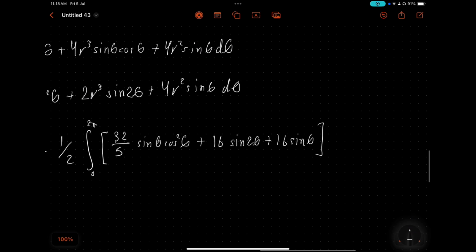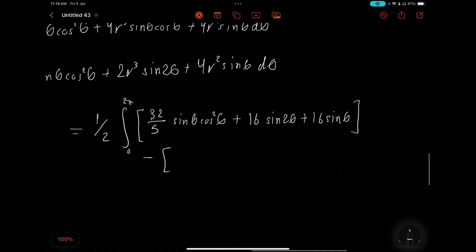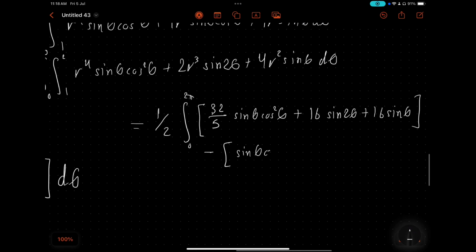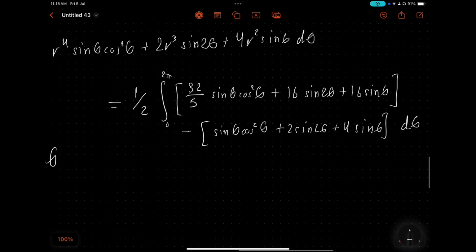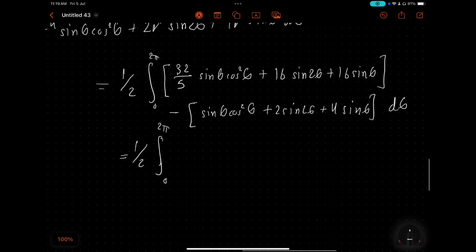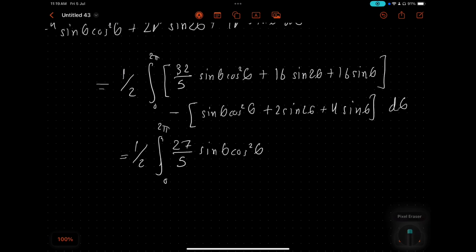This is for the first part, and then we're going to have minus sinθ cos²θ plus 2 sin 2θ plus 4 sinθ, all of this dθ. Now we can simplify this. So 1/2 the integral from 0 to 2π, and we get 32/5 minus 1, which is 27/5 sinθ cos²θ. We also get 16 plus 2, which is 18 sin 2θ, and then 4 plus 16, which is 20 sinθ. Now that's very easy to evaluate.